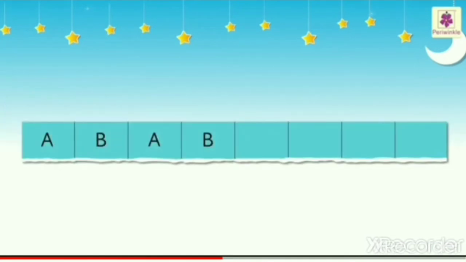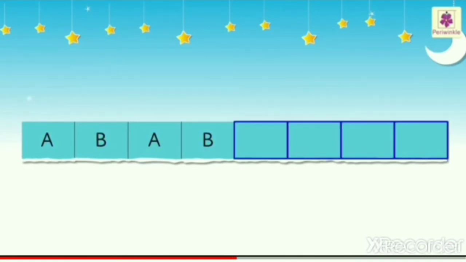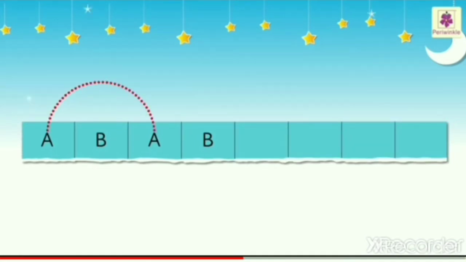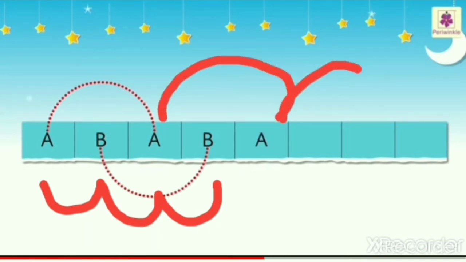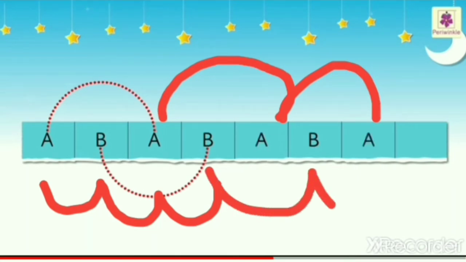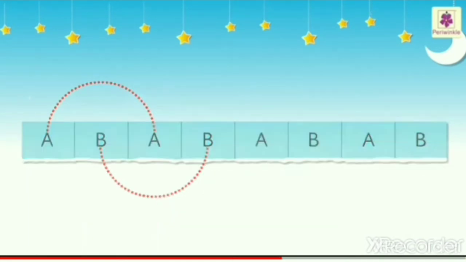Okay, now look at this. We can make different patterns on the alphabets also. Here are two alphabets, A and B, which are arranged alternately. A, B, then again A, again B. Here is A, then A again, and here is B, then B, again B, and then again B. So this is again a pattern on alphabets.